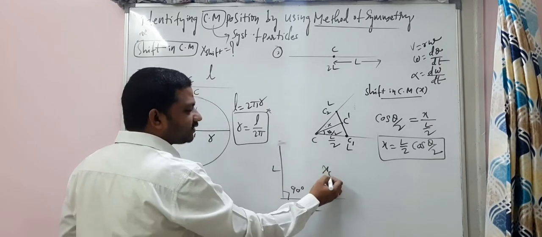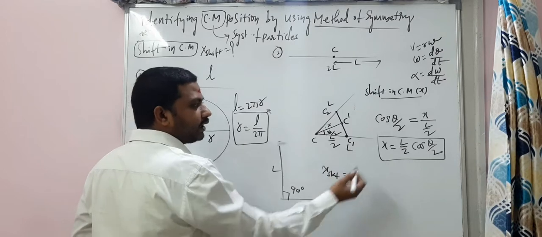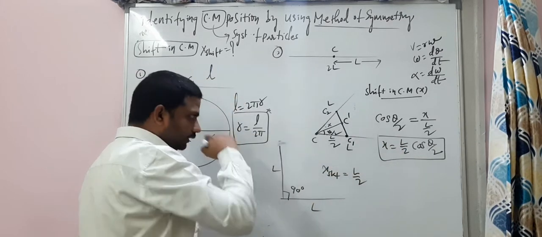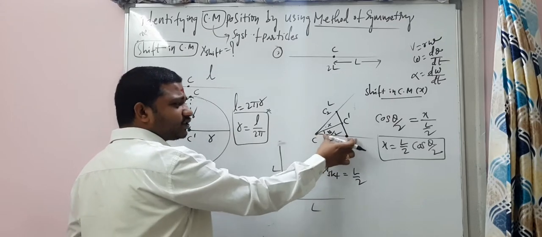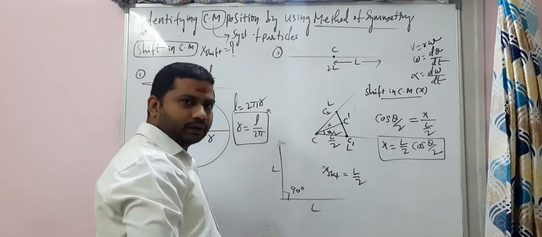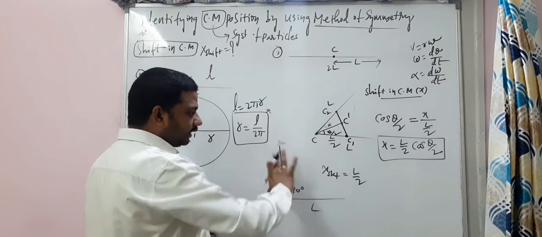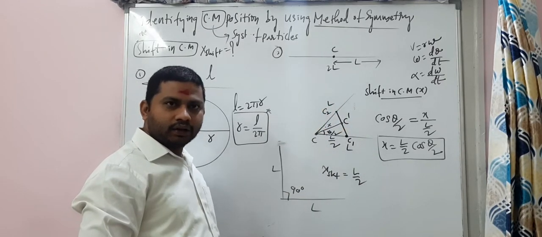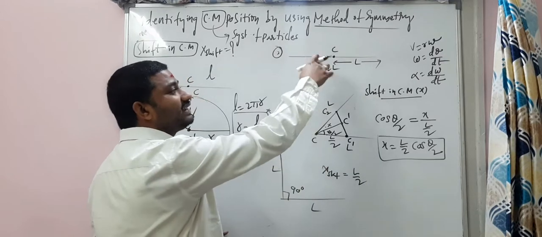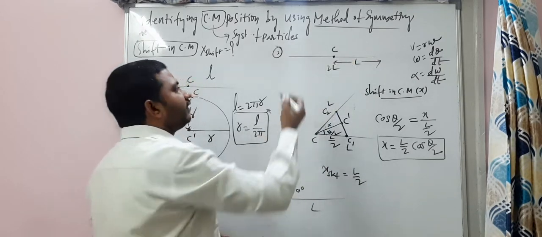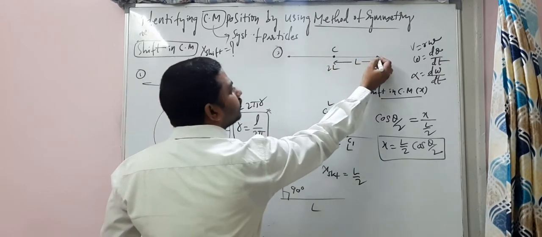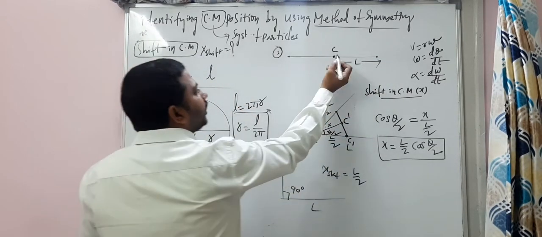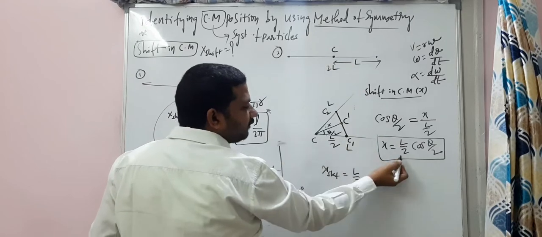So the X shift is equal to L by 2 cos theta by 2, where L is the length of each rod. The length of this one is L, and this is L. Here also this is L and this is L. So the total length is 2L. If you bend a rod exactly at the middle, this is the formula we have got.